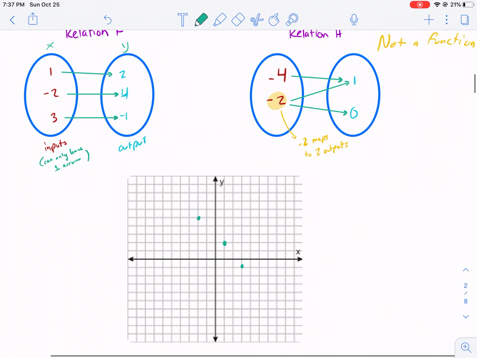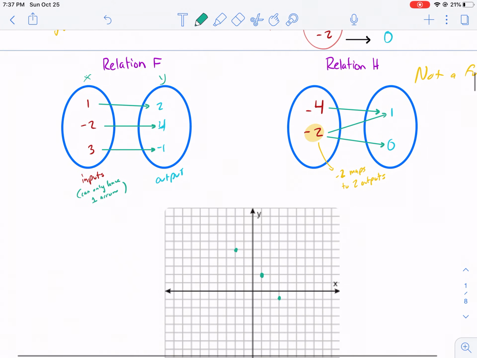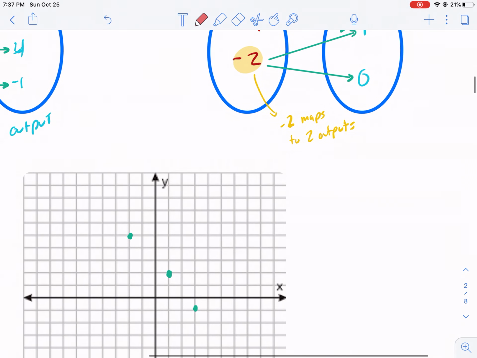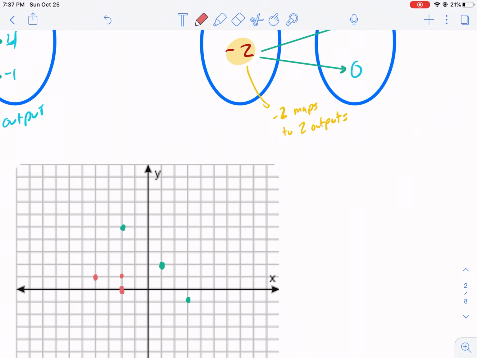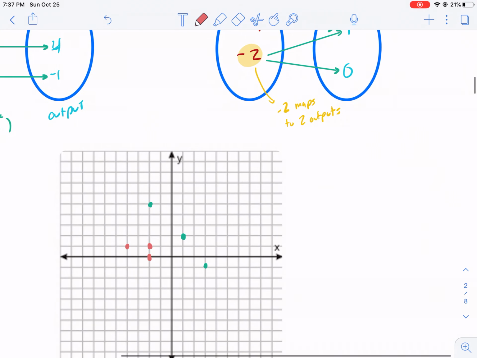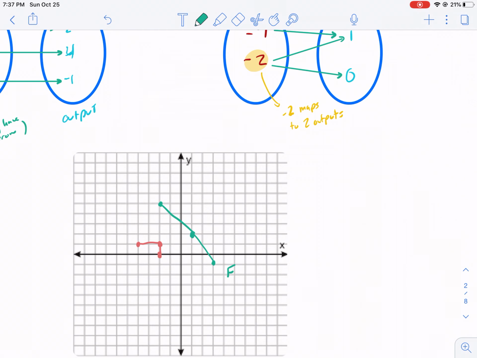Now let's go to relation H. The same cannot be said of this one. Let's change this to pink. So we had -4 mapped to 1, so we go to -4, we go to 1. -2 mapped to 1, so far so good. But then we also had -2 mapped to 0. Okay, so it looks like this in the coordinate plane. Now I'm going to connect this with a line, just so you can see both of these a little bit more clearly. And there we go. So this is F, and this is H.